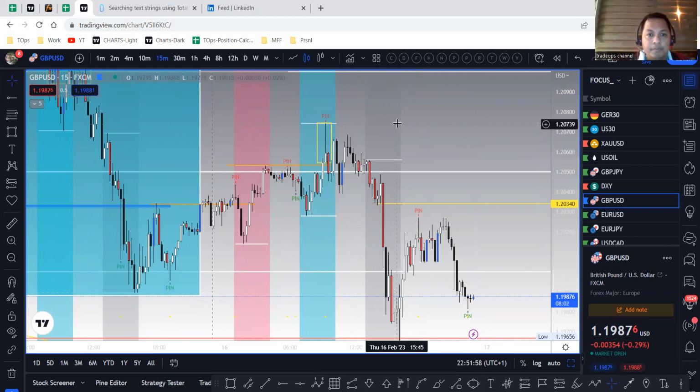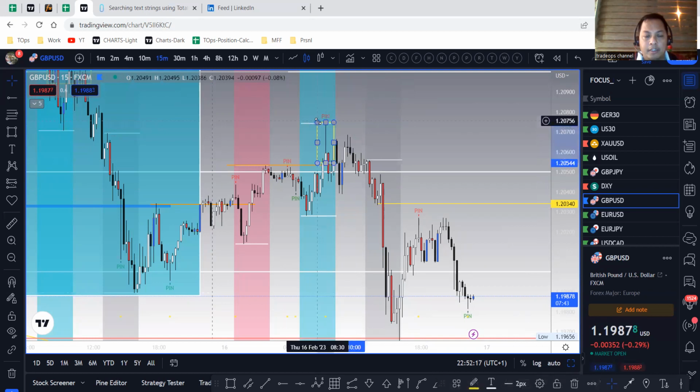So anong gagawin? After mo makita yung pin bar, then nagkaroon dito ng breakdown sa pin bar, it's not a trade right away. Okay, so yung gagawin natin ay ibabox natin yan. Yung pin bar from the low and the high of the pin bar including the wick. And then, hayaan natin mag-breakdown muna. Then, hantayin natin yung pagbabalik ng candle.